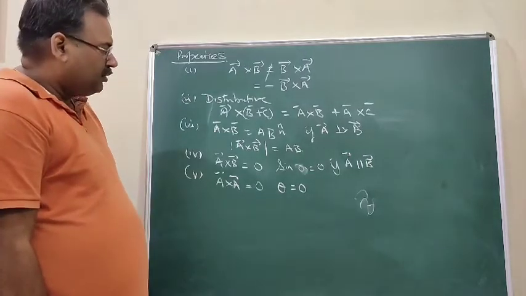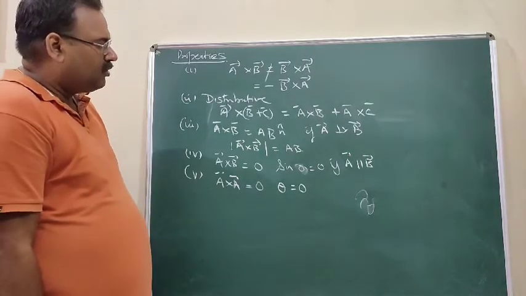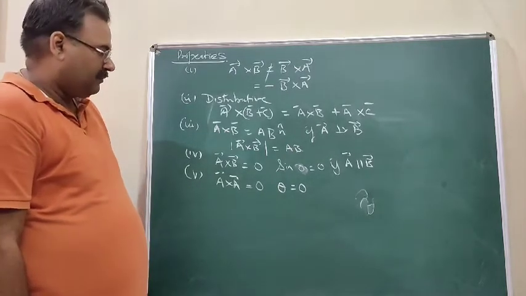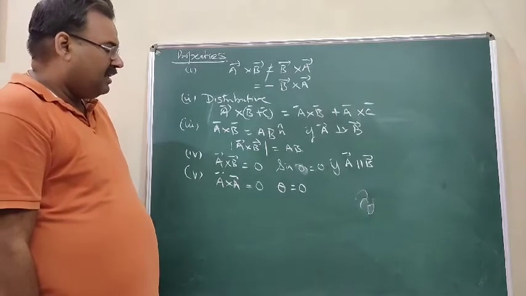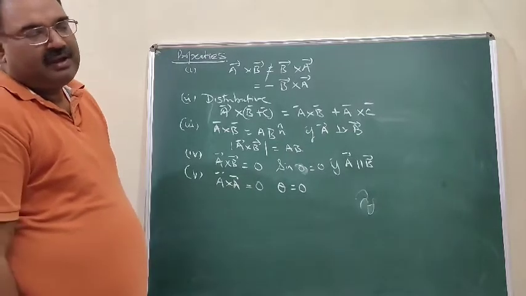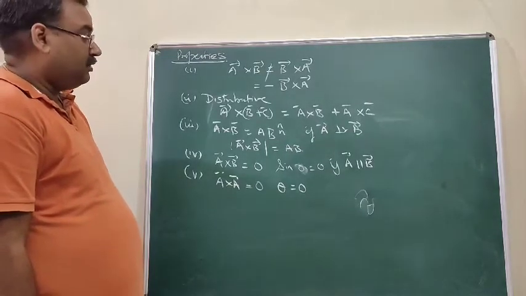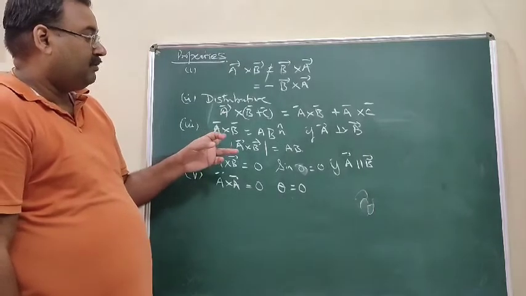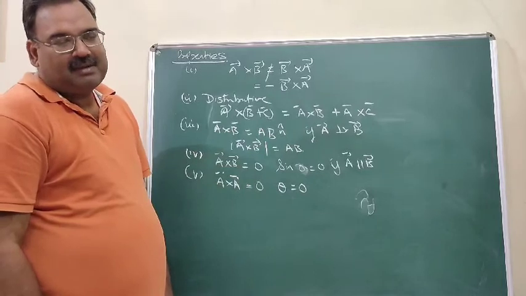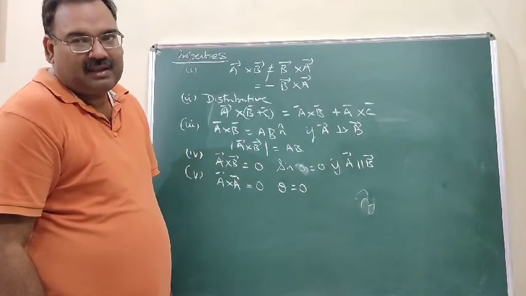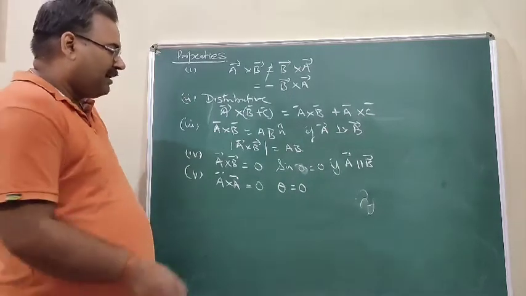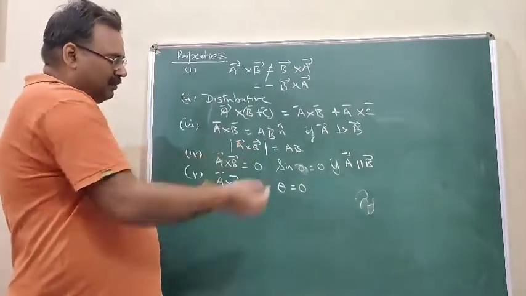Then second, distributive property: A cross (B plus C) equals A cross B plus A cross C. The next important property: if the two vectors are mutually perpendicular to each other and we take their cross product, then A cross B is equal to AB n cap, where n cap is the direction perpendicular to the plane containing A and B. So if we find the magnitude of A cross B, it will be equal to AB.